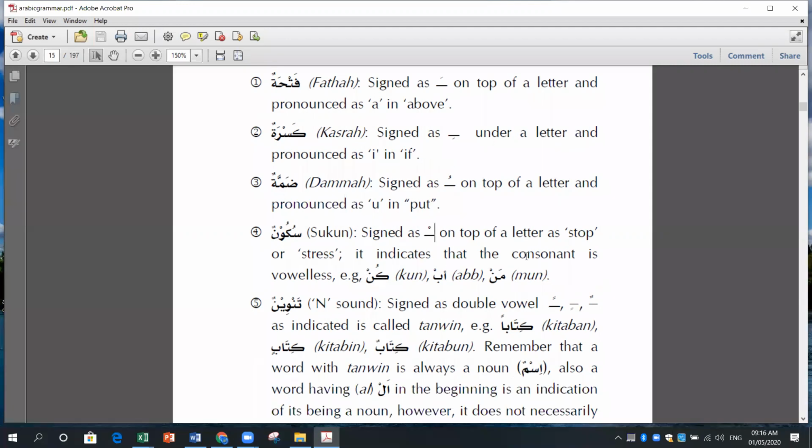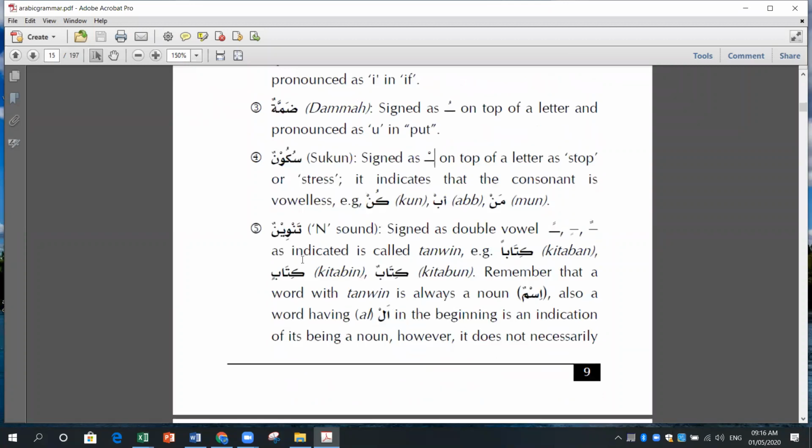It indicates that the consonant is vowel-less, like kun. It's not kunu or kuna, okay? It's kun. You have to stop the sound over there. We already discussed this, right? It makes the noon sound, n sound, and when these movements become double, then it is called tanween. For example, fathatain, dhammatain: kitaban, kitabin, kitabun.